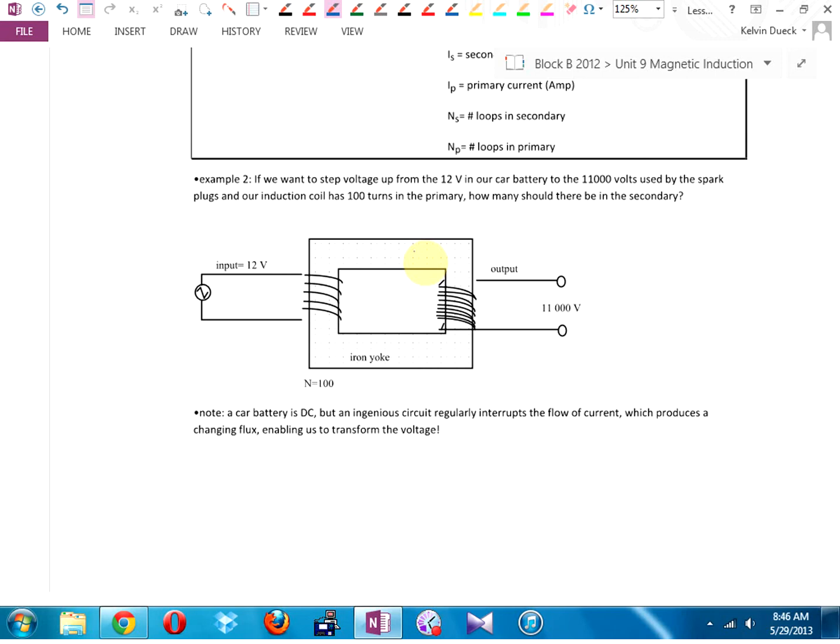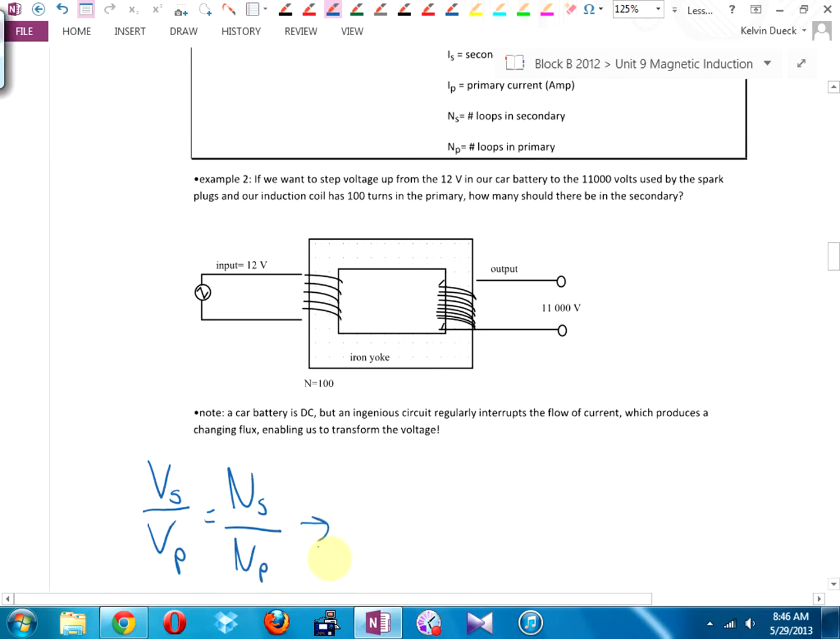So my equation is going to look like this. Voltage secondary over voltage primary equals number of turns of wire secondary over number of turns of wire primary. I don't care about current. They didn't talk about it. What's the secondary voltage that we want in this circuit? What's the source voltage? Car battery is a 12 volt. Equals.